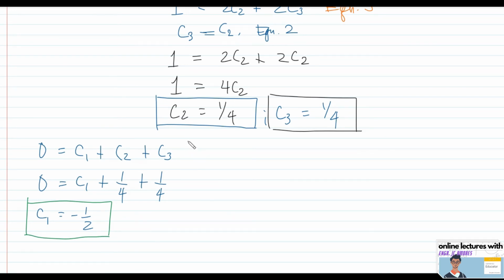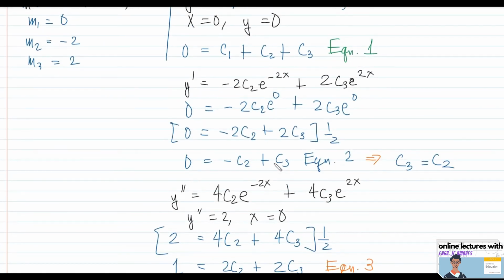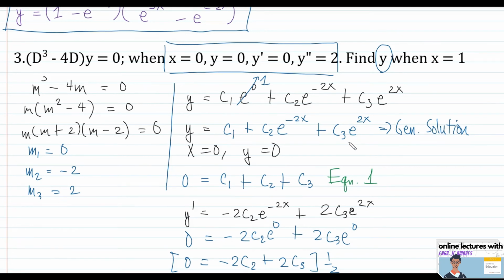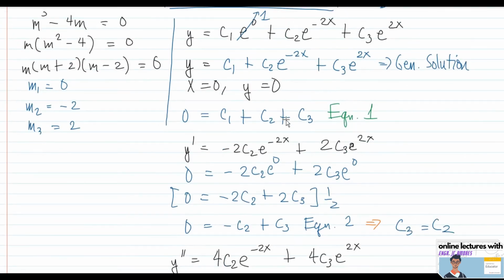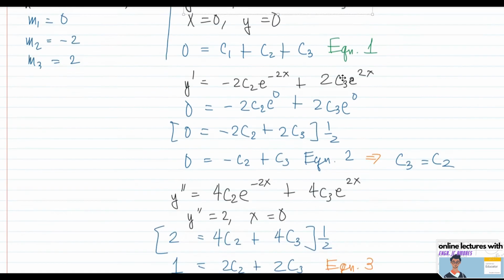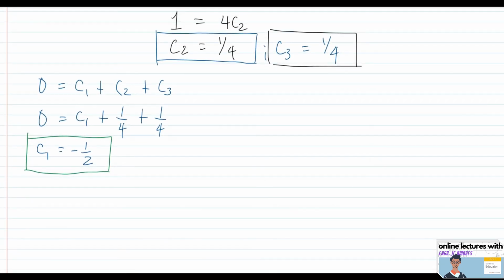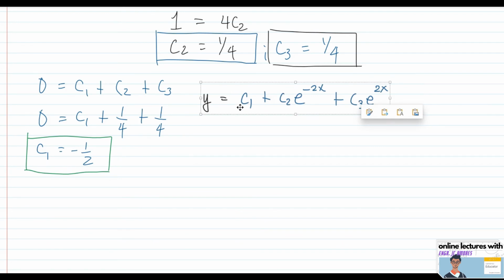Okay, now that we already have our c1, c2, and c3, we can now solve for our particular solution. So what is our general solution? Let me again just copy this and paste it here. Okay, so that is our general solution. We are now ready to substitute the arbitrary constants that we have solved.